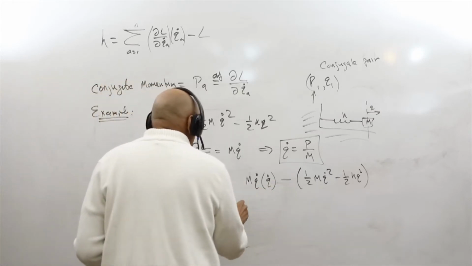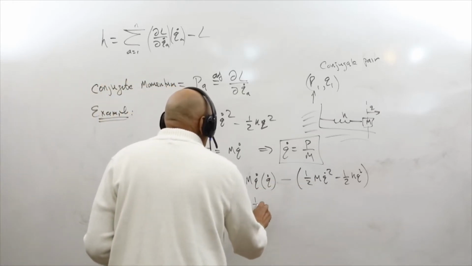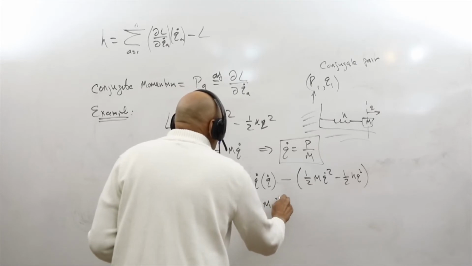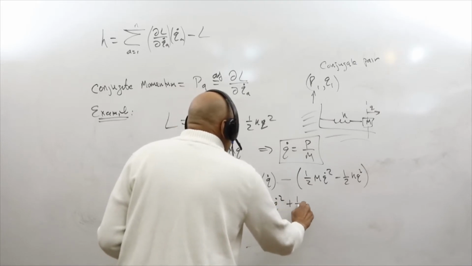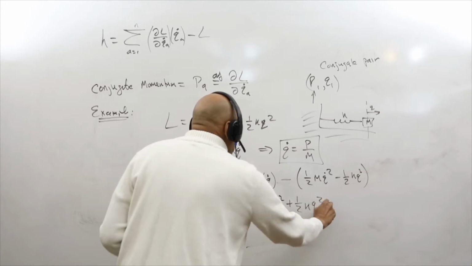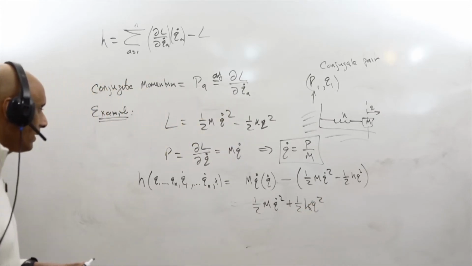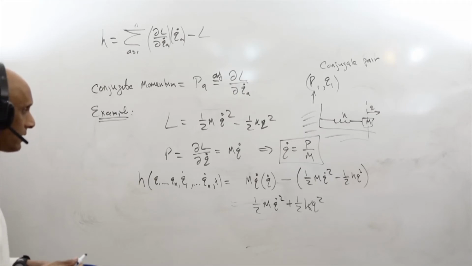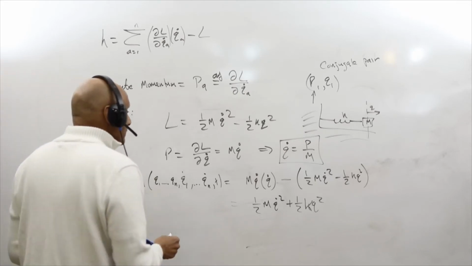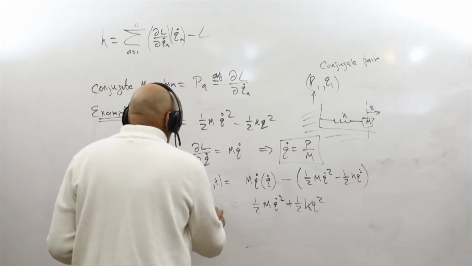So we substitute this in here, and you'll see that minus gives you 1/2 M Q dot squared plus 1/2 K Q squared. So it happens to be the total energy in the system. So this is the h function.